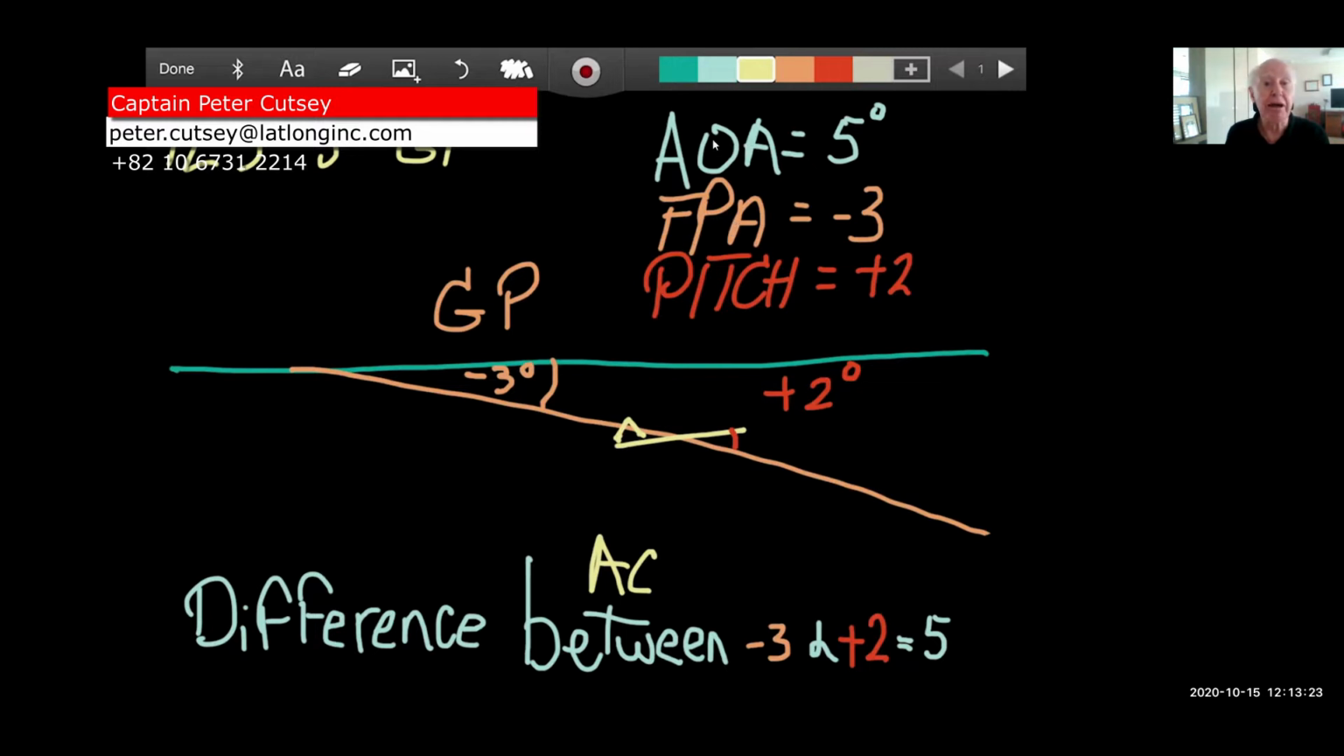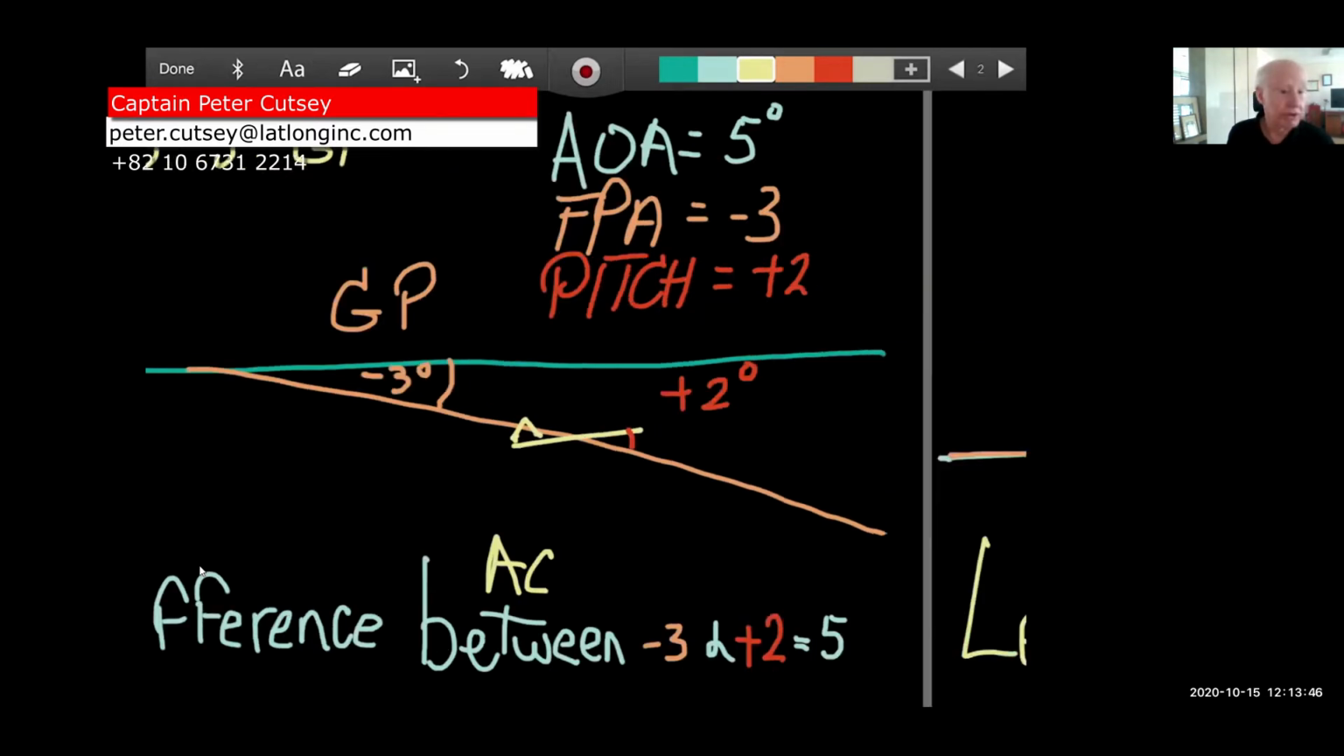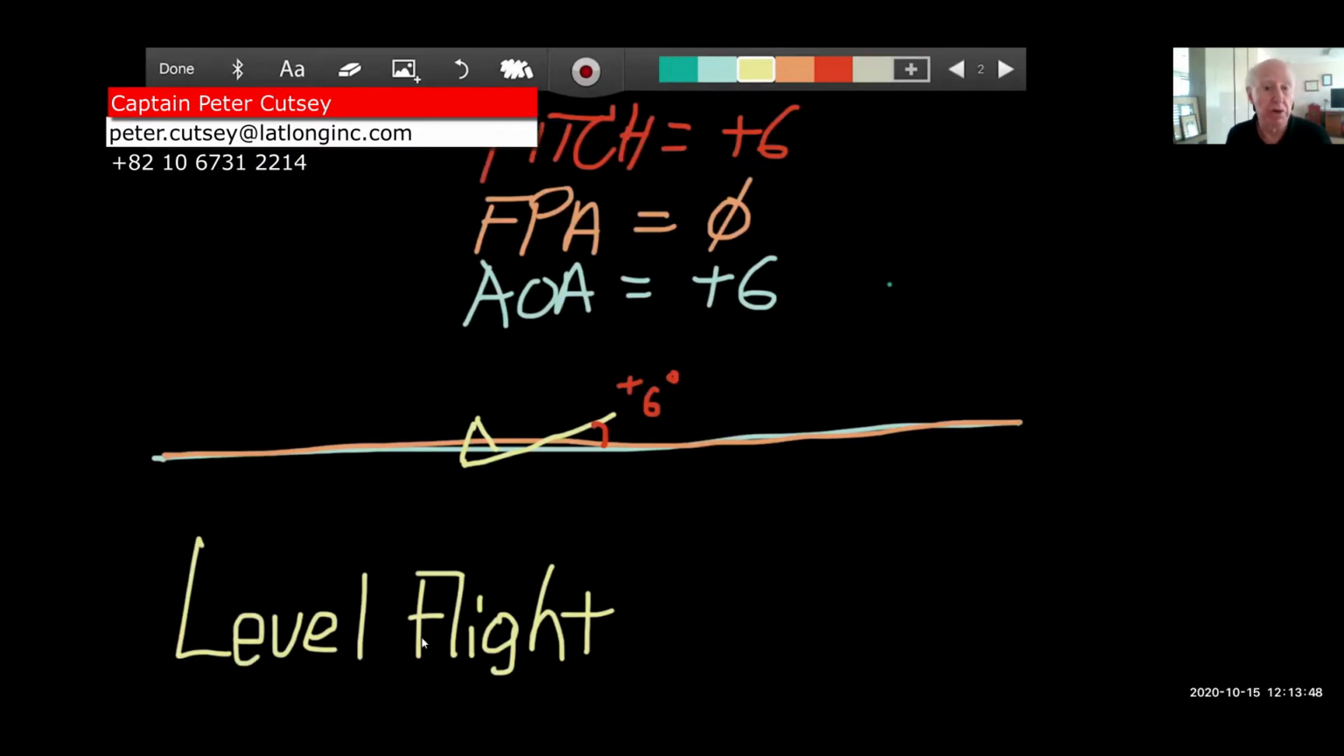So the angle of attack is the difference between the aircraft pitch angle and the aircraft flight path angle. And that happens to be 5 degrees. Minus 3 on the flight path angle and a plus 2. So the difference between these is 5 degrees. So let's go to another picture.